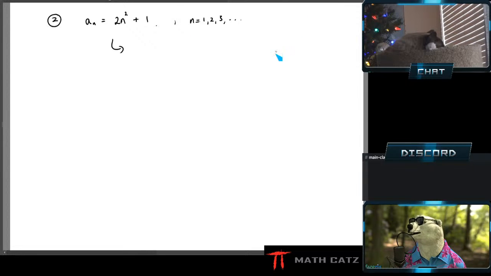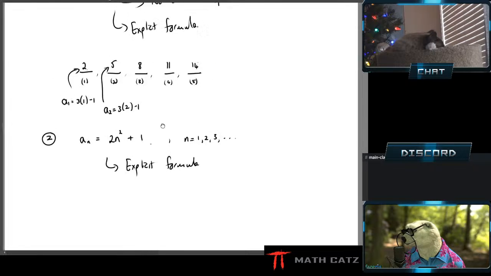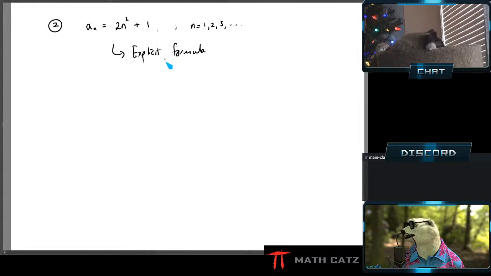Or I can give you a formula. Is it a recursive or an explicit formula? In this case, it is an explicit formula. That's what we said previously. Yes, good. Because it does not rely on previous terms to find this term. It's not recursive, then it is explicit.